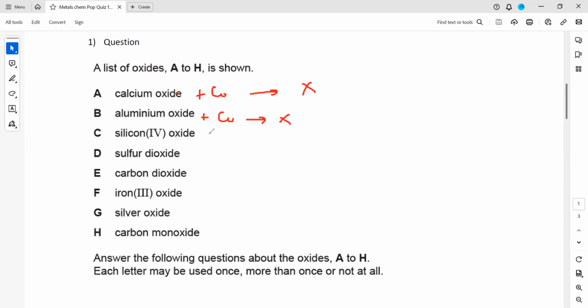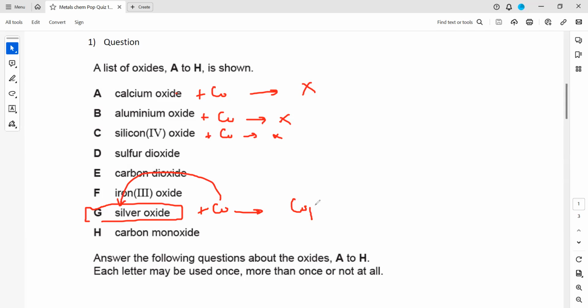Copper plus aluminum oxide, no reaction. But when you check here, silver oxide is given. When you check the reactivity, you will find silver is below copper. So silver is less reactive than copper, so copper can displace silver from its compound.